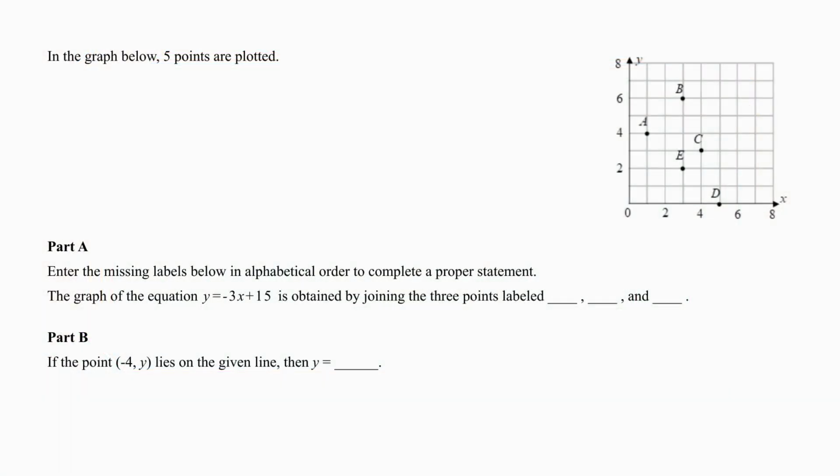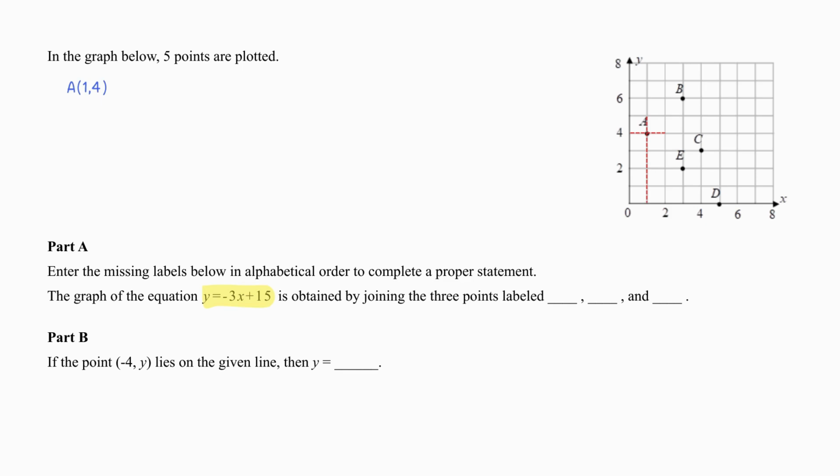Let's have a look at this coordinate plane question. We are given the equation y equals negative 3x plus 15. Part A. We are asked to find which 3 points from the coordinate plane belong to the given line. Let's look at our graph and write down the x, y coordinates for each point.